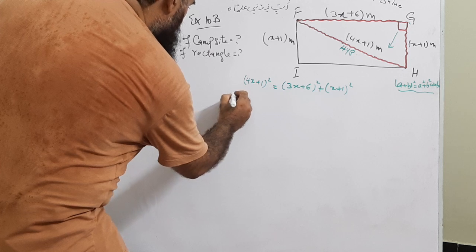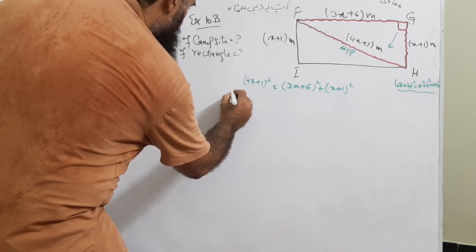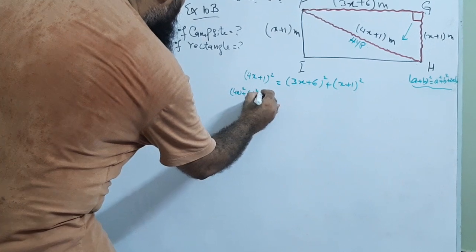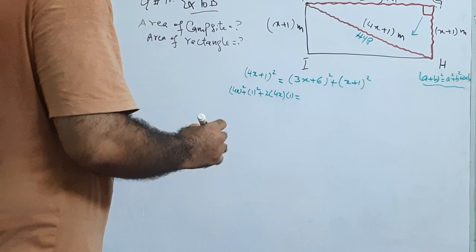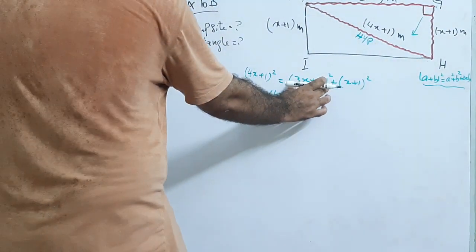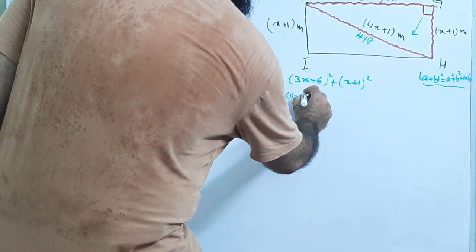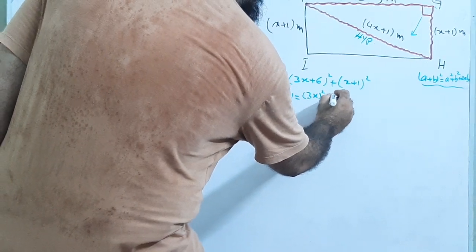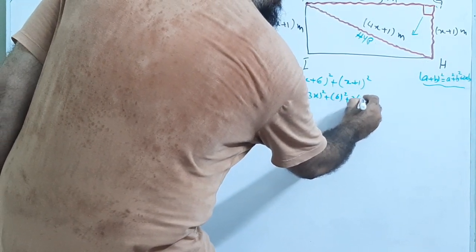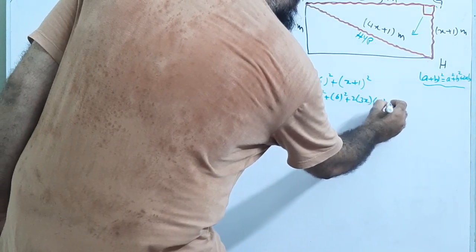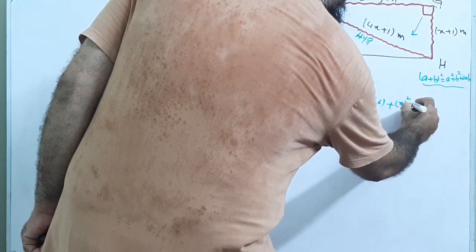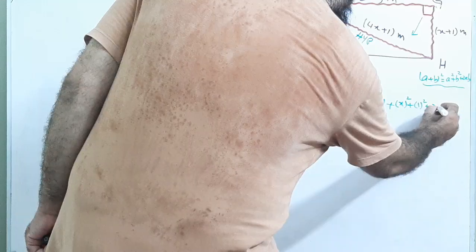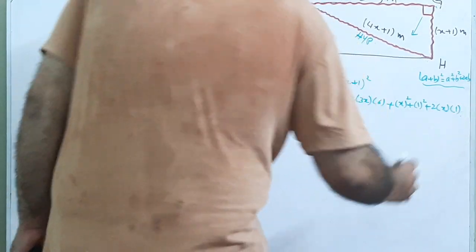It is 4x square plus 1 square plus 2 into 4x into 1, is equal to, we'll be opening this square, 3x square plus 6 square plus 2 into 3x into 6. Then we'll be opening this square, x plus 1 whole square. It is like this, x square plus 1 square plus 2 into x into 1.